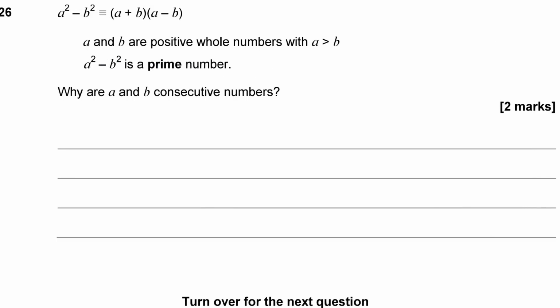Question 26. I've been given the identity a squared minus b squared is identical to a plus b, a minus b. You might recognise that. That's the difference of 2 squares identity. You should definitely know that one. And then I'm told that a and b are positive whole numbers where a is greater than b. And I'm also told that a squared minus b squared is a prime number. And the question is, why are a and b consecutive numbers?